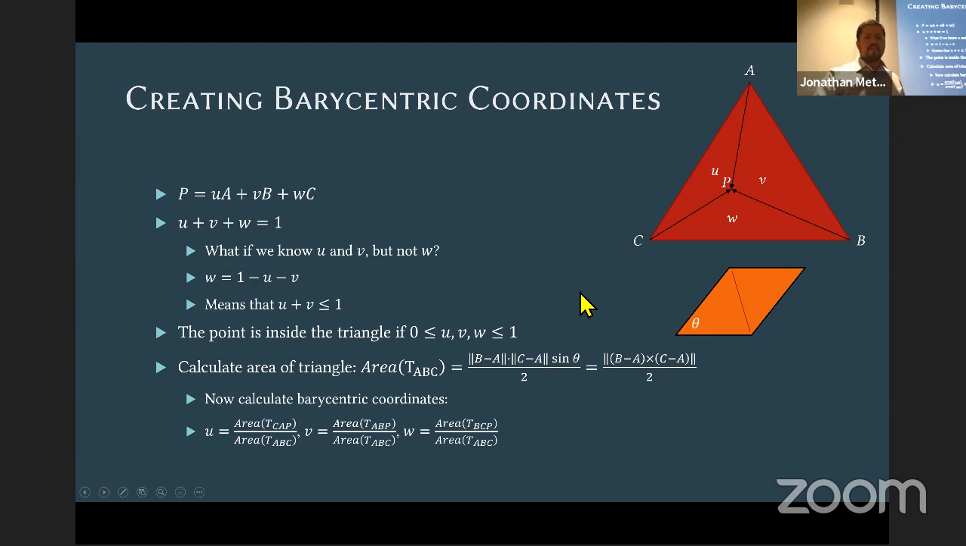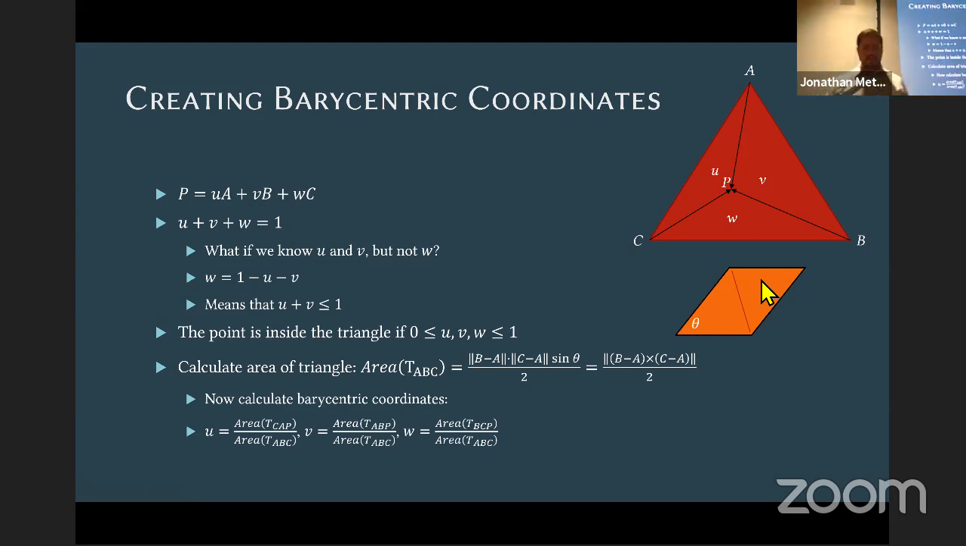So in order to get the area of a triangle, and we have the edges AB, AC, and BC, those are our edges. We can evaluate this formula: the length of B minus A times the length of C minus A times the sine of theta, over 2. That is the area of the triangle. We divide by 2 because we are calculating half of the parallelogram. So technically, the top part of the numerator is calculating the area of this parallelogram.